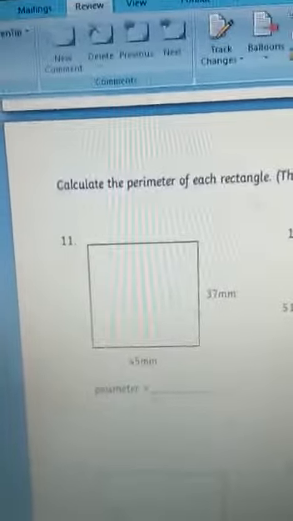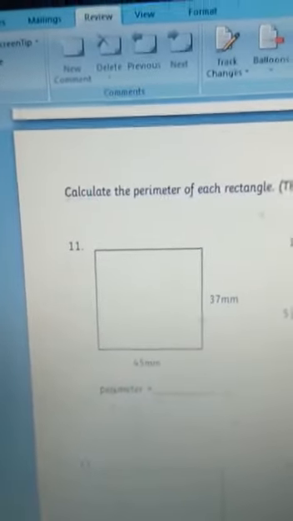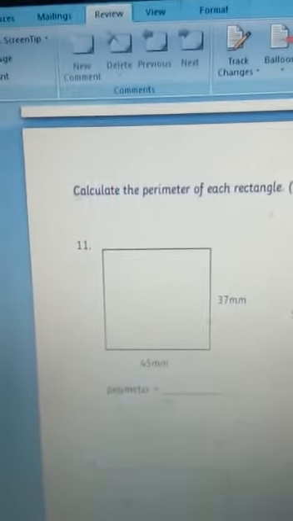Remember, it's the border around the shape. These are not drawn to scale, so this one, you've got the 2 sides, 45 plus 37, double those 2, and then find the perimeter. Okay, see what you can get on there. Okay, answers will be at the back of the pack.